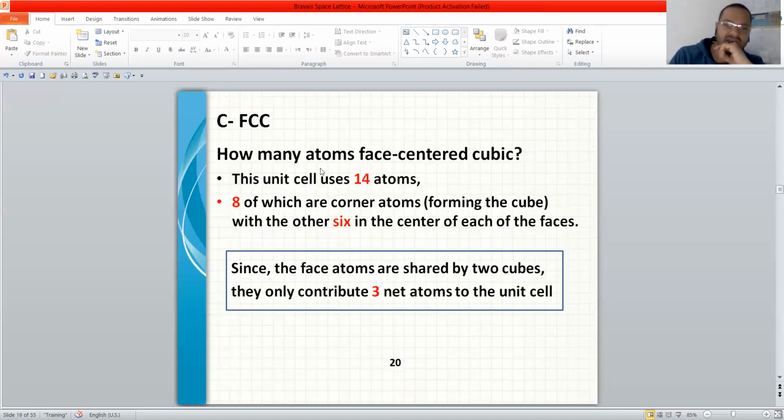At first, let's take this note. Let's answer this question: how many atoms are in a face-centered cubic? The unit cell uses 14 atoms, 8 of which are corner atoms, like we said before, with the 6 in the center of each of the faces. Since the face atoms are shared by 2 cubes, like I said before, they only contribute 3 net atoms to the unit cell.